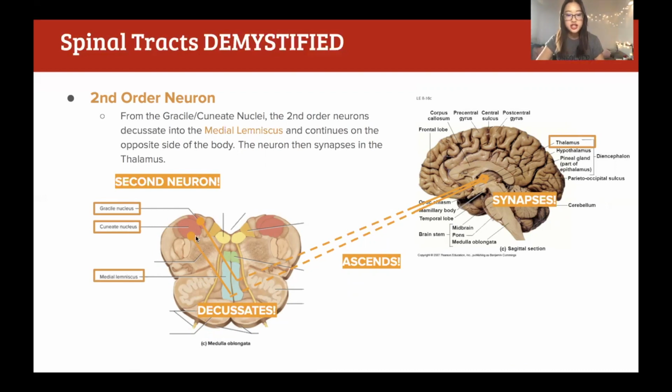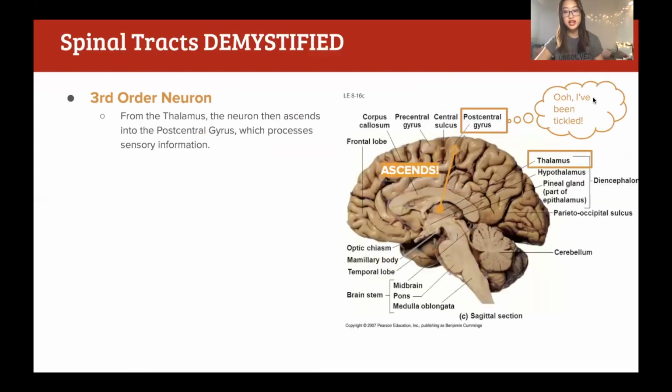Okay, so it decussates over to the medial lemniscus on the other side of the medulla, and then it further ascends all the way into the thalamus, where it synapses once again. And that's when our third neuron takes over. The third neuron basically goes from the thalamus to the postcentral gyrus, and that's when we process our sensation. So in this case, it will be, oh, I've been tickled by a feather.